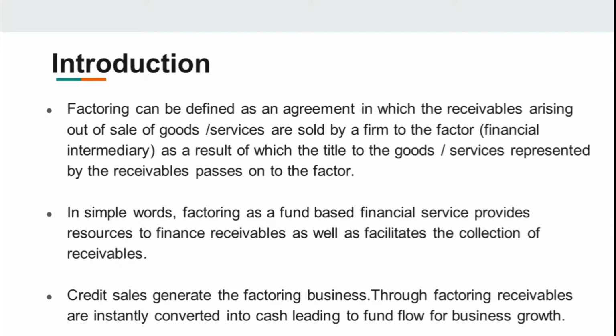Through factoring, receivables are instantly converted into cash, leading to fund flow for business growth. So as I already mentioned, if there is any requirement of cash and the firm is running out of cash, it can sell the receivables to the factor and can utilize all the opportunities for business growth right at that period of time.